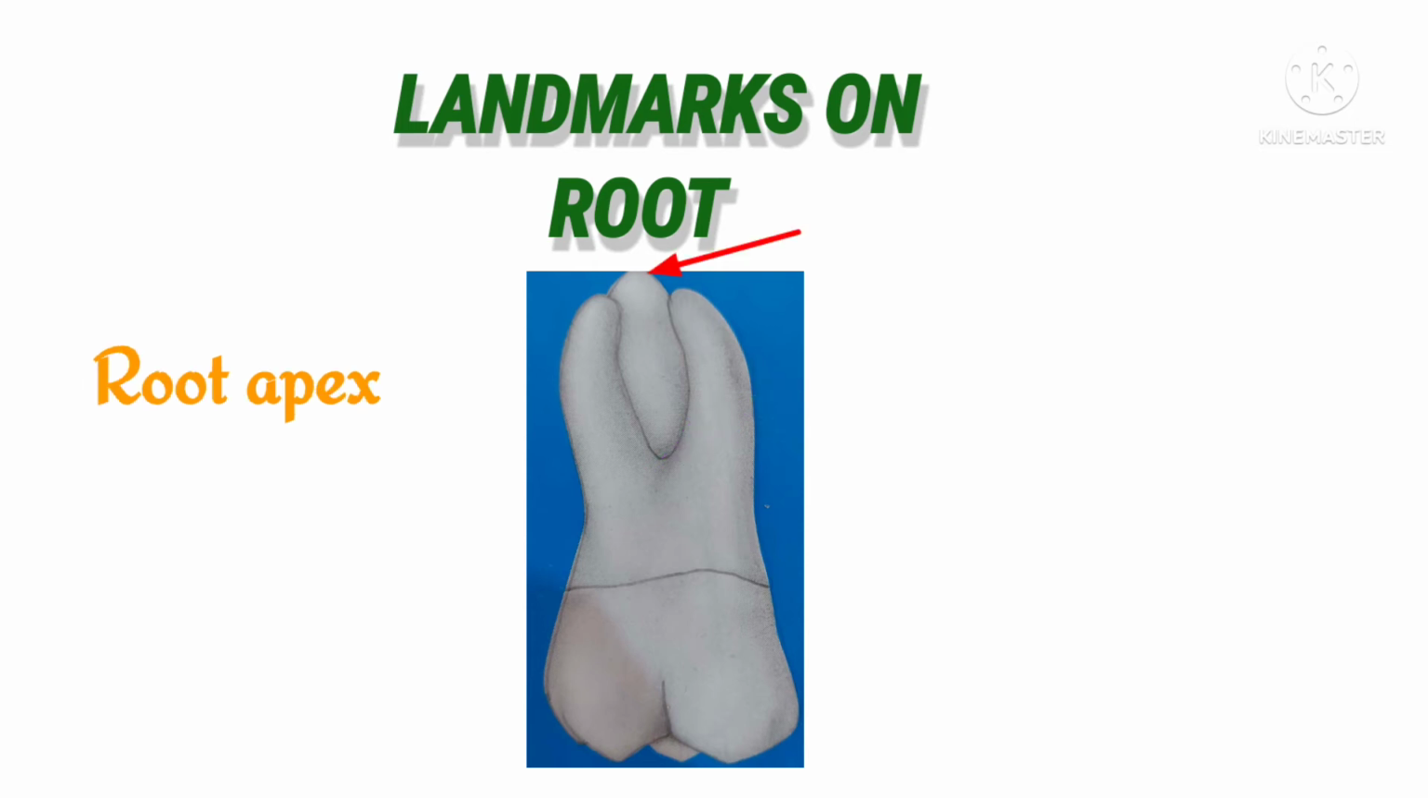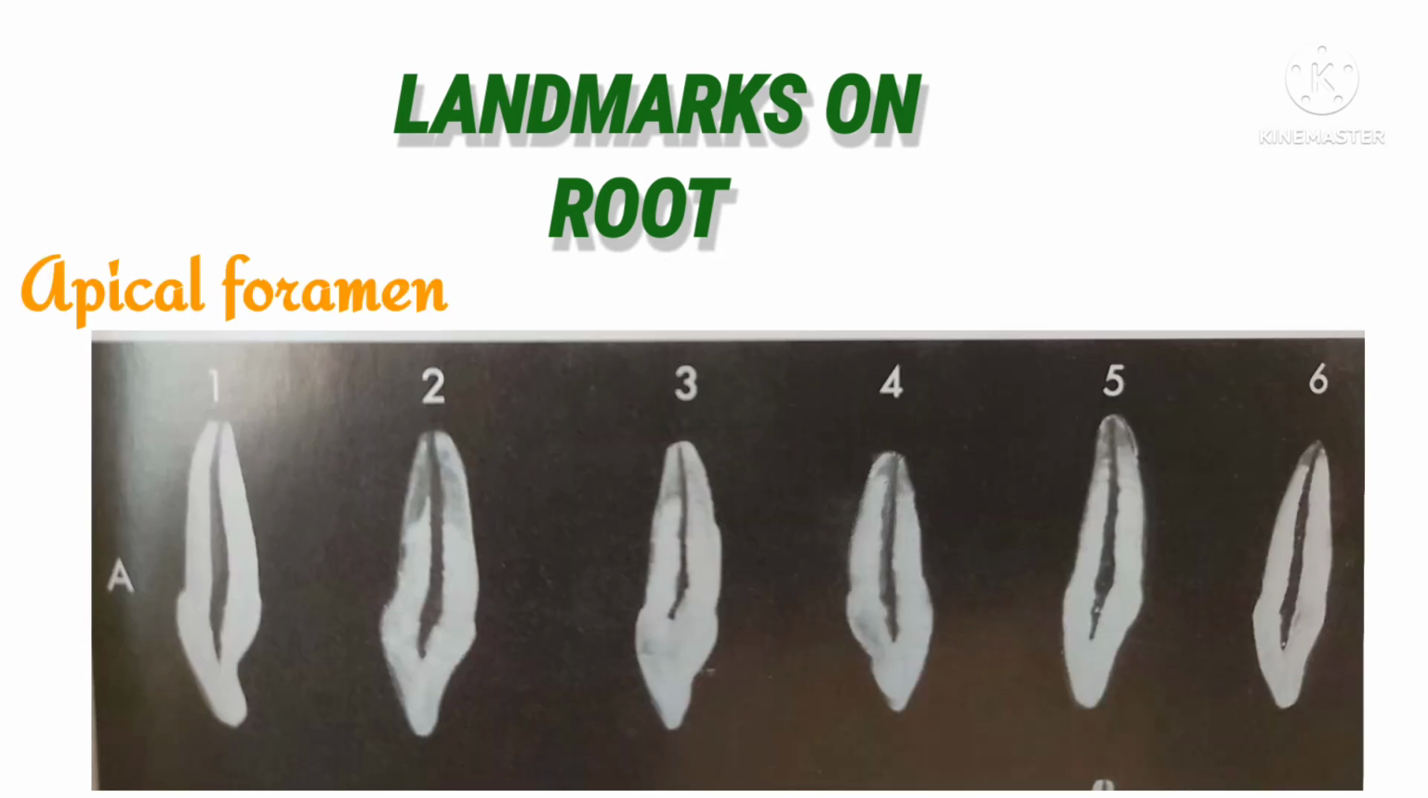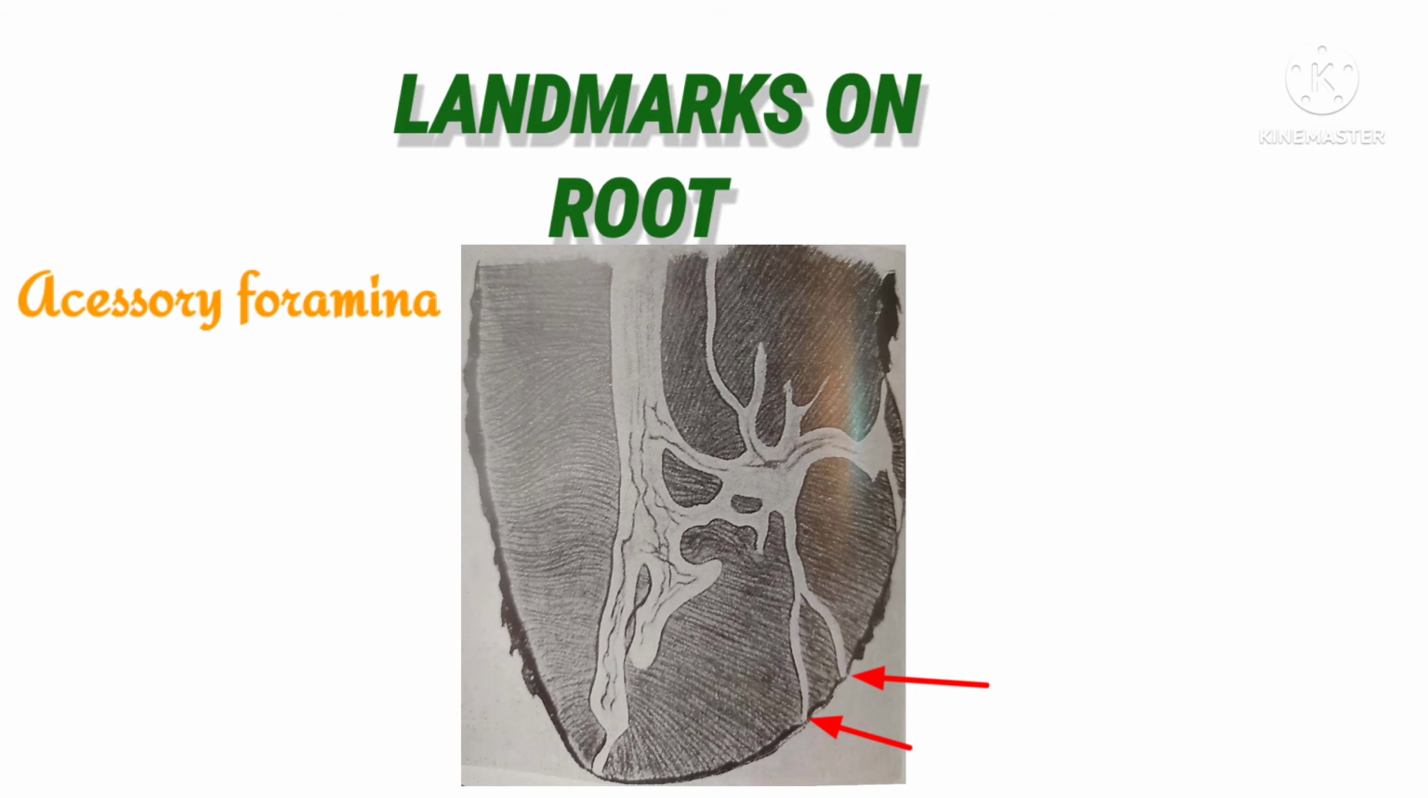Apex of root. Apex of root is the tip at the end of the root. Next one is apical foramen. Apical foramen is the opening at the apex of the root of a tooth through which the nerves and blood vessels pass. And accessory foramina are smaller access ways that branch off of the main root canal, and they can occur anywhere along the main canal.